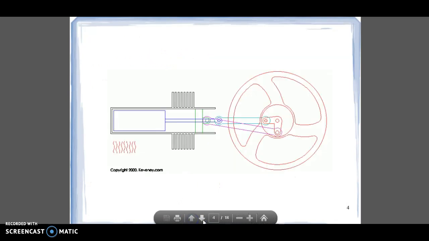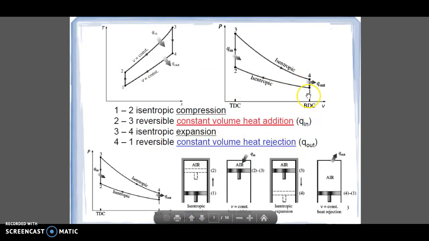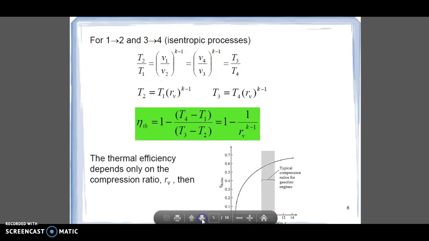Therefore, if you have a look at here, you are going to have the compression ratio, which is V1 over V2. If you take a look at your PV diagram, V1 over V2 is actually your V maximum over your V minimum, or your bottom dead center volume over your top dead center volume, and this is what makes your compression ratio, right? So we make use of this compression ratio in this isentropic process, so that we will get the properties that we are going to need, right?